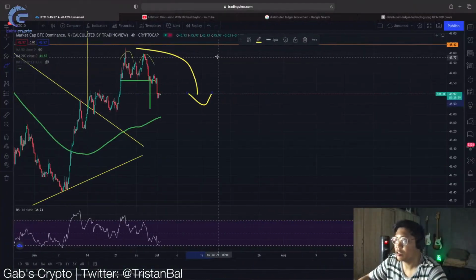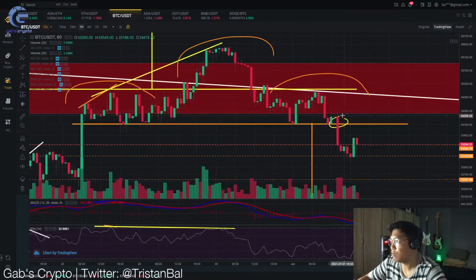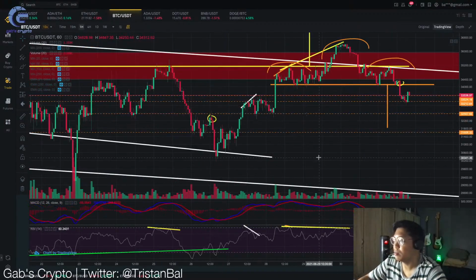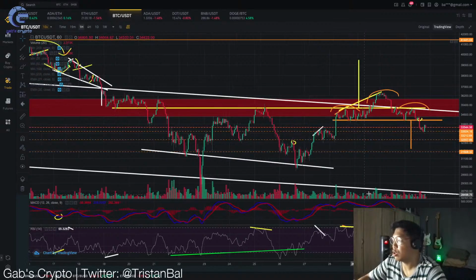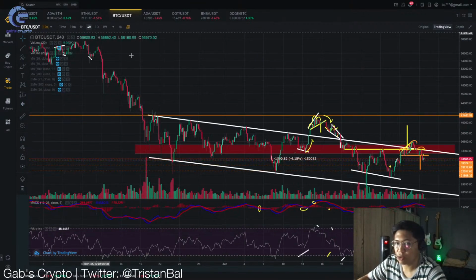And yun nga nangyari dito sa ating latest action. Kulang tayo ng volume dito sa double bottom. Mahina yung buy volume natin kaya hindi tayo nag-pump to the upside for the double bottom. Ito, sa ating 4-hour time frame.